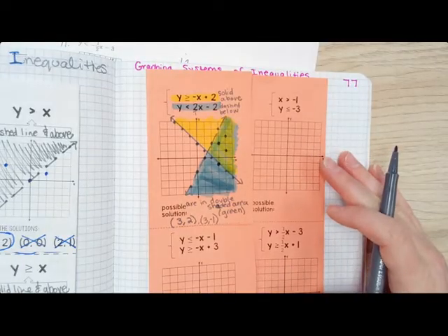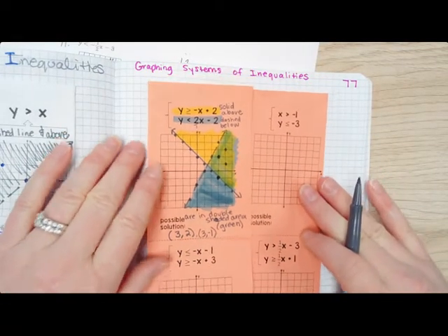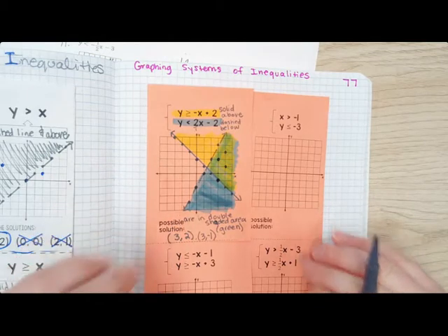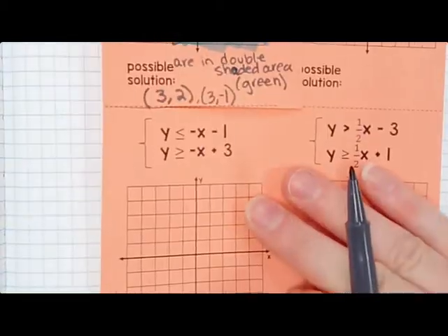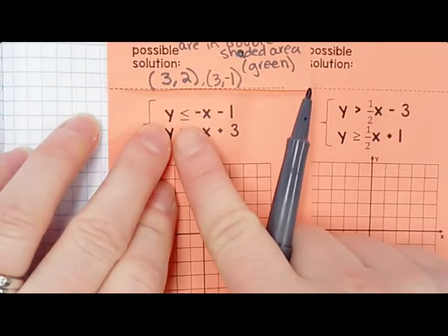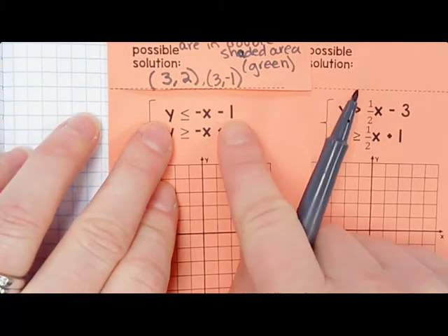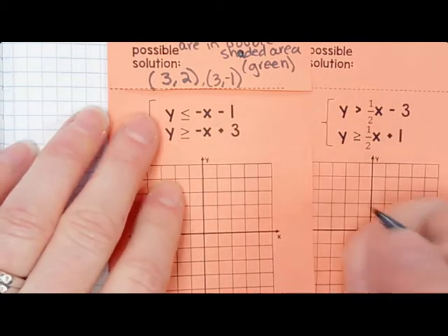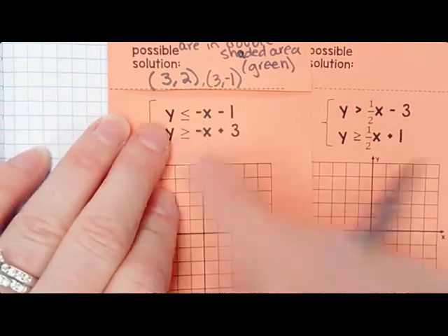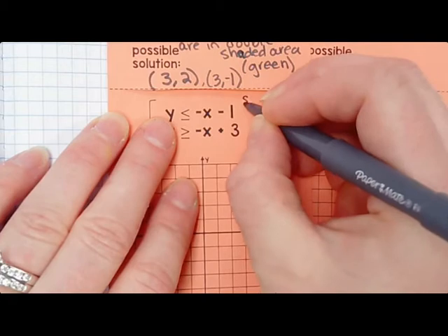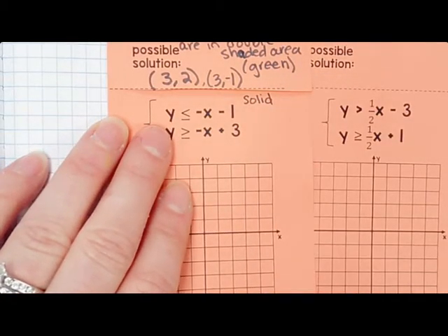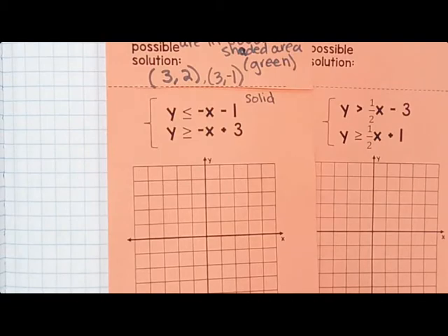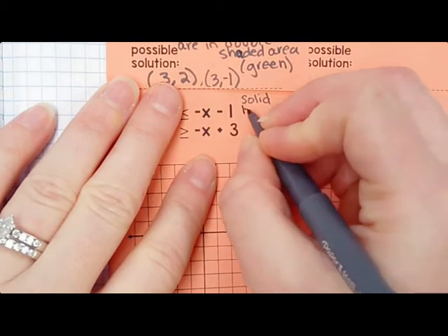Okay, so this isn't too bad, right? Okay, let's go to this one right here. Go down. Y is less than or equal to -x minus 1. So it has the or equal to, so what kind of line is it? Solid. And it's a less than, so we're going to shade below.